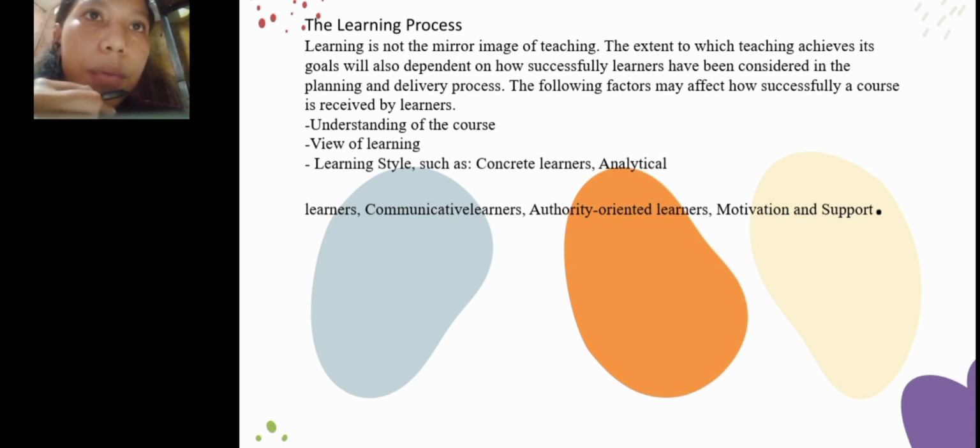And the learning process. Learning is not the mirror image of teaching. The extent to which teaching achieves its goals will also depend on how successfully learners have been considered in the planning and delivery process. The following factors may affect how successfully a course is received by learners.